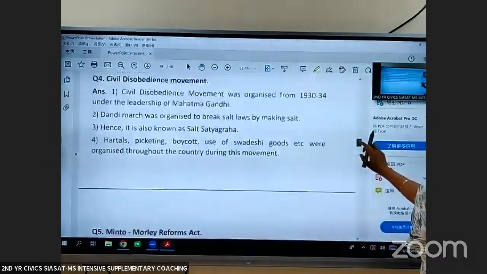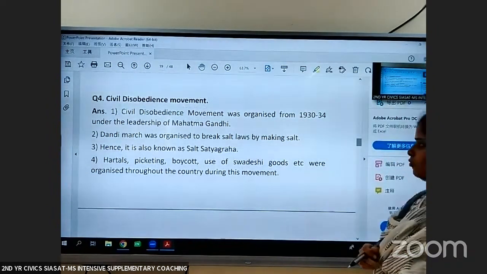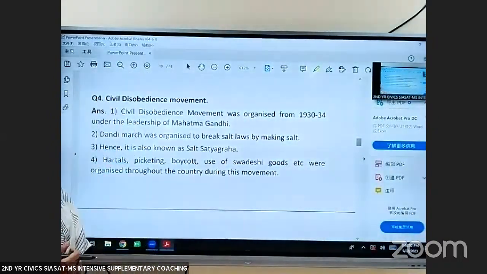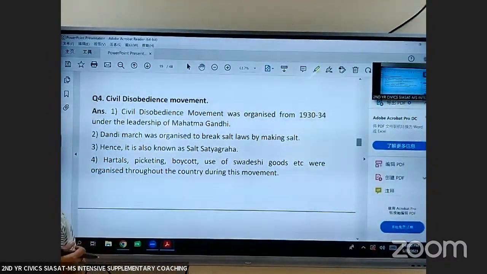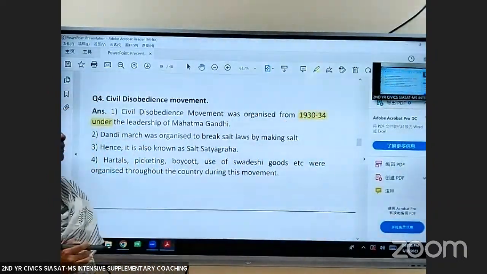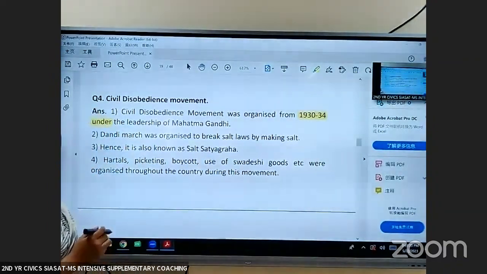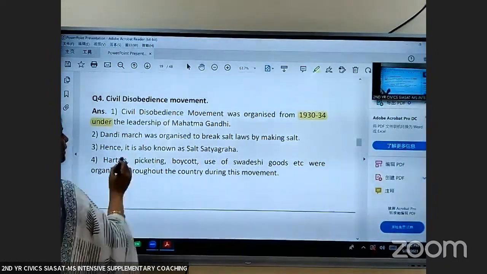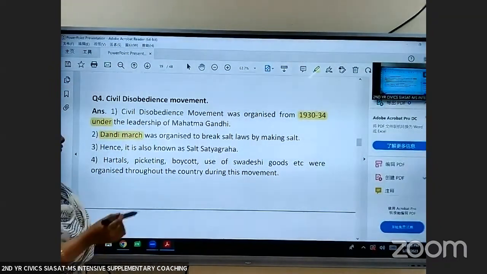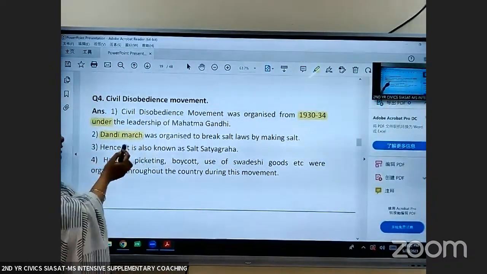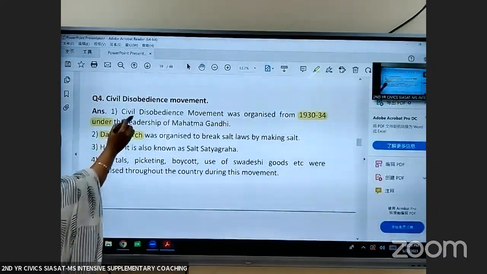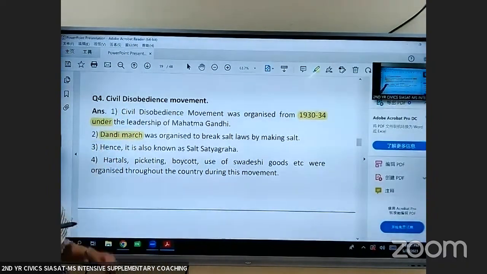Let us move to the next question, that is the civil disobedience movement. This civil disobedience movement is from the third stage of our national movement, that is the Gandhian stage. The civil disobedience movement was organized by Mahatma Gandhi in 1930. It was from 1930 to 1934. Mahatma Gandhi organized the Dandi March. Dandi is a village in Gujarat. From Sabarmati to Dandi village, Gandhiji went on a march with his followers. So we call it the Dandi March. The civil disobedience movement is also known as the Dandi March.